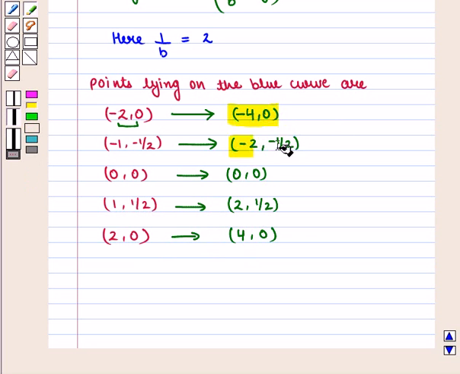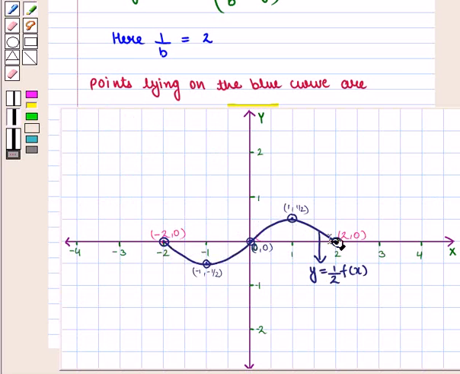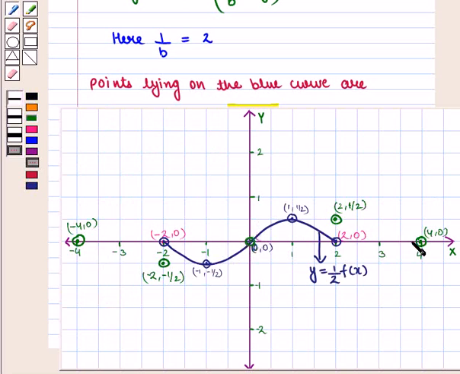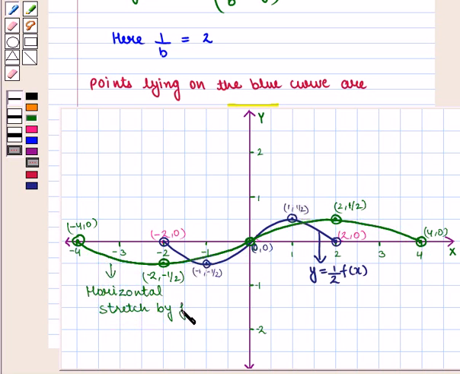Now we shall plot these points on the coordinate plane and join these points in a similar shape as this blue curve. Here we have plotted these points and now we join these points by a freehand curve. So this green curve indicates horizontal stretch by factor 2. And the equation of this green curve will be 1 by 2 into f of 1 by 2 into x.